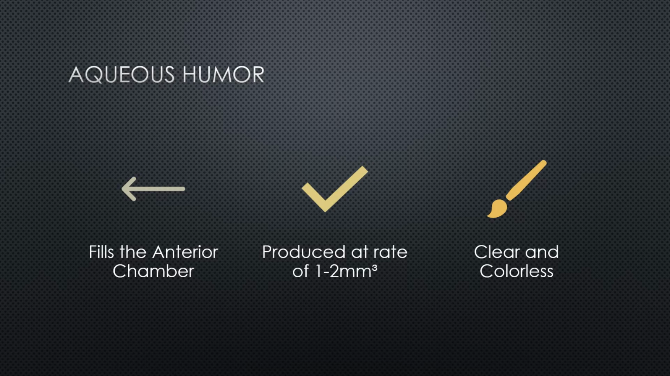The aqueous humor. Located between the cornea and lens, the aqueous humor fills the anterior chamber. It is produced by the ciliary body at a rate of approximately 1 to 2 millimeters cubed per minute. It is clear and colorless as it bathes the corneal endothelium and lens, providing them with nutrients.